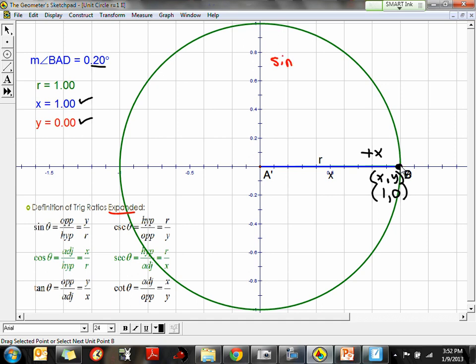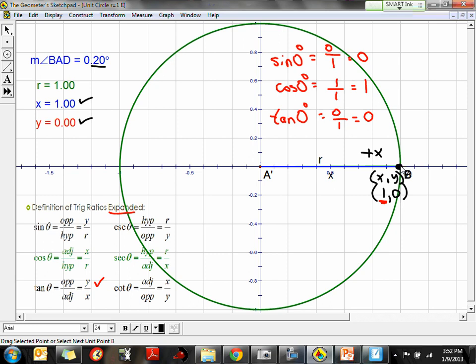The sine of a 0-degree angle equals the y value, which is 0, divided by the radius, which has a length of 1, so it's still just 0. The cosine of a 0-degree angle is equal to the x value, which is 1, divided by the radius, which is always going to be 1. And then the tangent of a 0-degree angle is equal to the y value divided by the x value. So the y value is 0 divided by the x value, which is 1, which is 0. So these are the trig values for sine, cosine, and tangent.